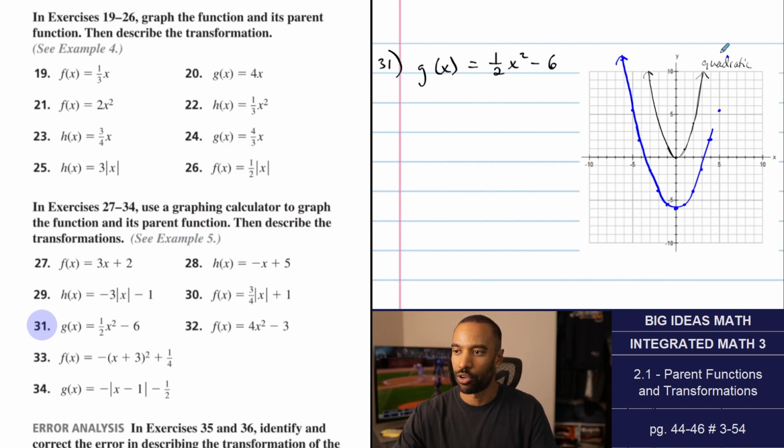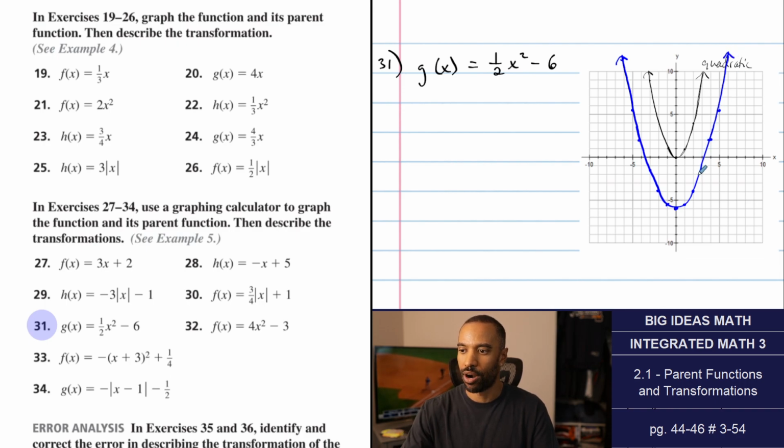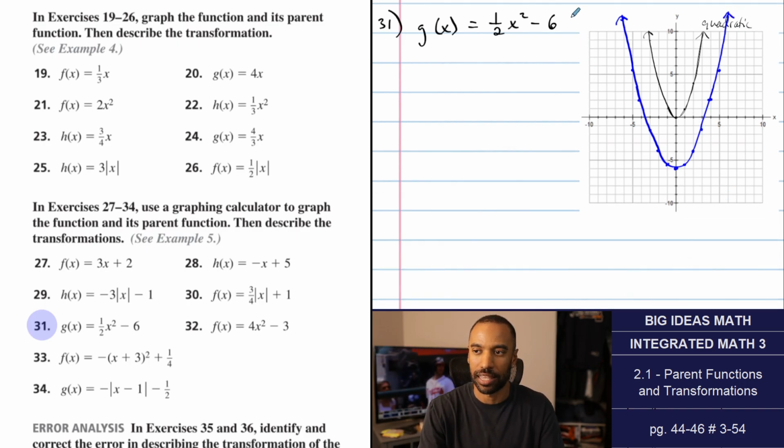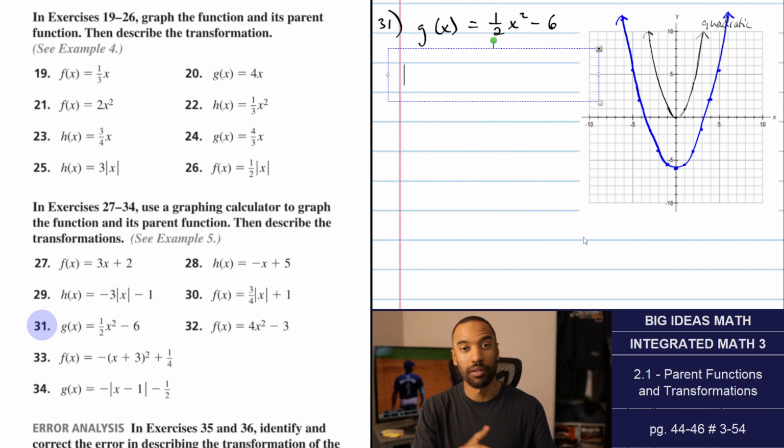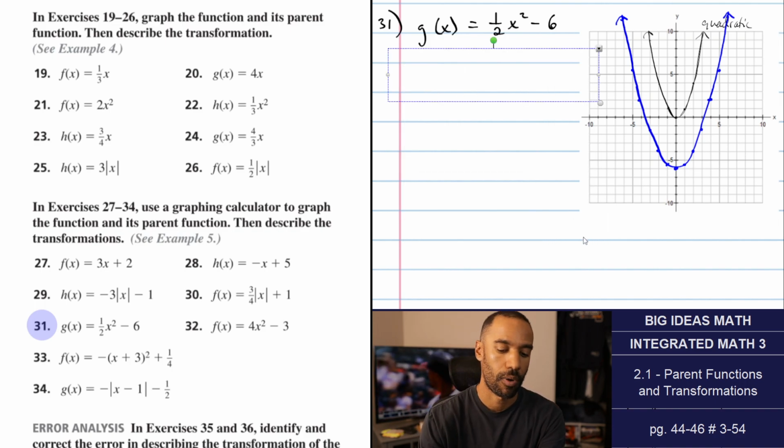Now, this is still a vertical compression. This is 1/2 the heights of what we had before, and it's shifted 6 units down. So there's a lot I could get there. You might have thought I spent a lot of time on that graph. I could spend very little on it as well if I spoke a little less. But I want to try and teach as I go.